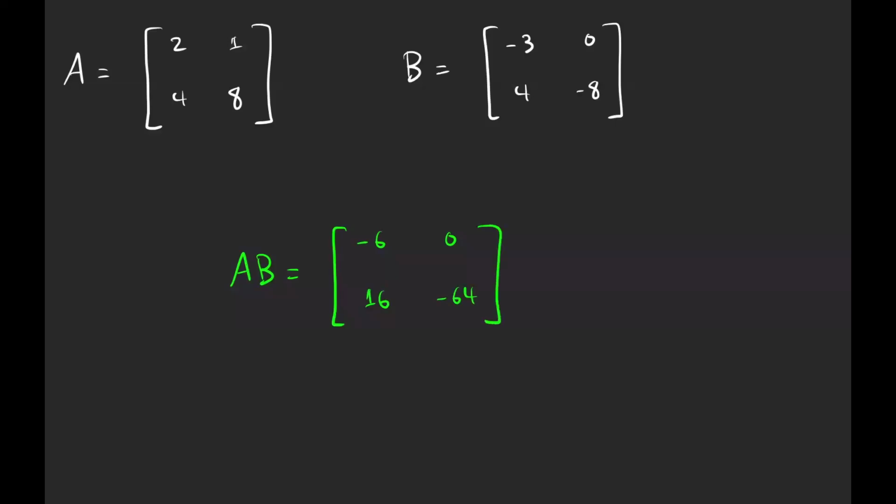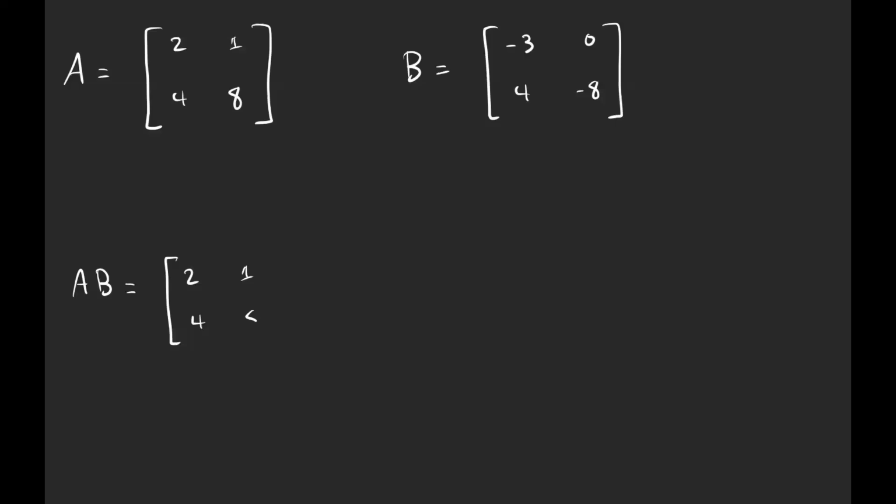You can see I obtained that by just multiplying each entry by the same corresponding entry. Doesn't work that way, unfortunately. So here's what we do. For A times B, now there are two different ways that we can show this work. I'll show both of them, but I'm going to write these matrices side by side. Let's go 2, 1, 4, 8. Then we'll go -3, 0, 4, -8.